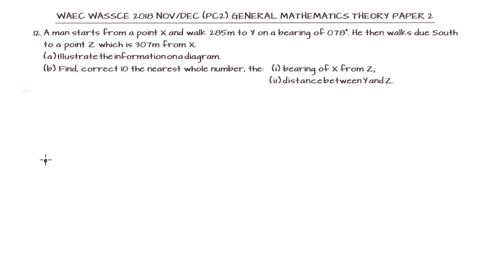So, if we start from our point X and we draw our cardinal coordinates, then an estimate of 078 degrees from the north, because that's where our bearing starts from. On the north, we measure 078. Then the man moves to Y on that bearing on a distance of 285 meters. So it gets to Y. So if we also draw our cardinal point on Y, it's moving south down to point Z. So this is point Z.